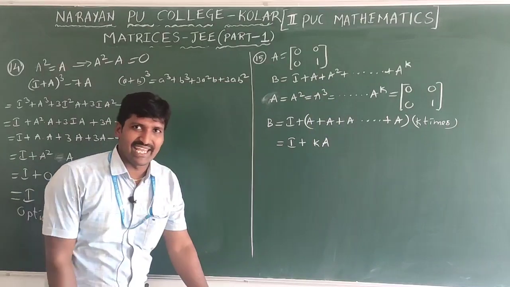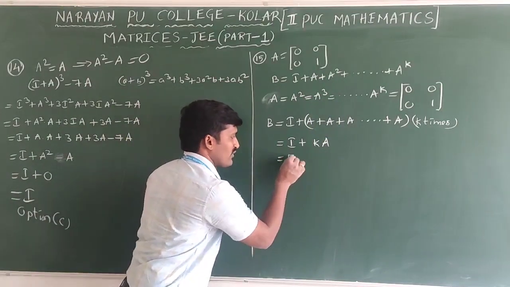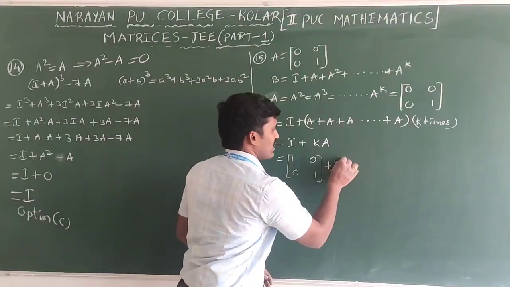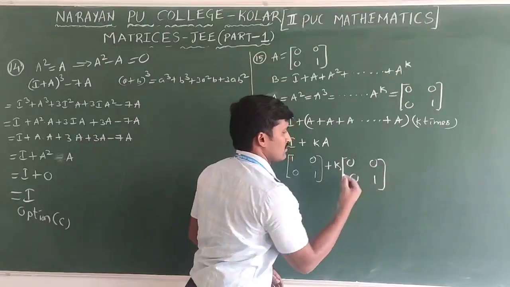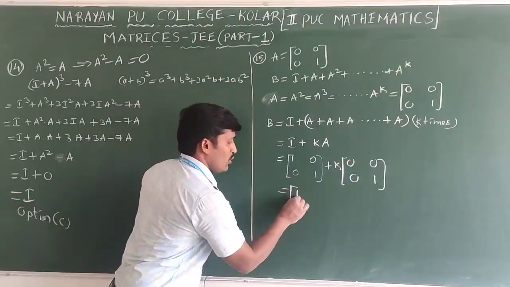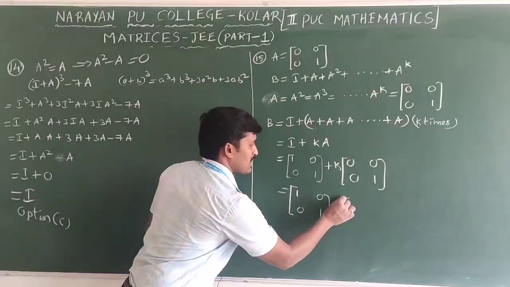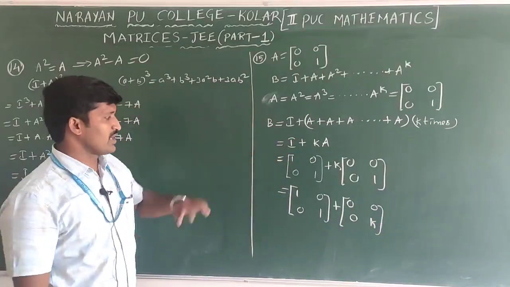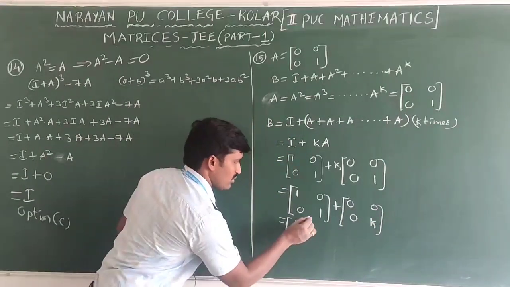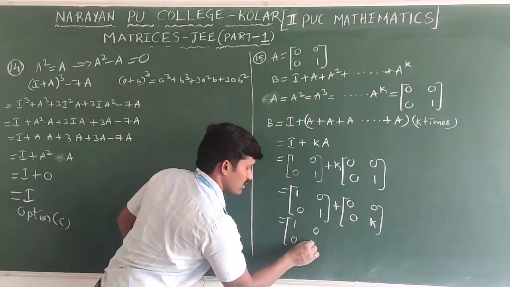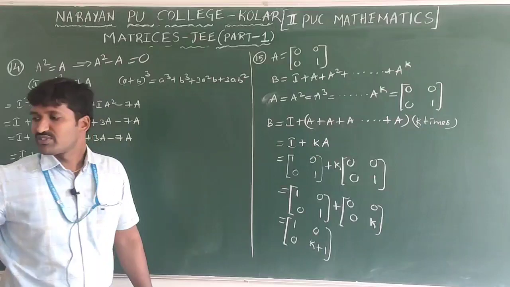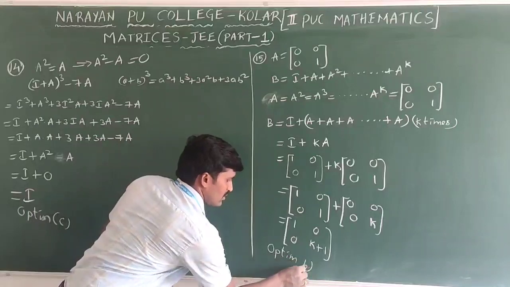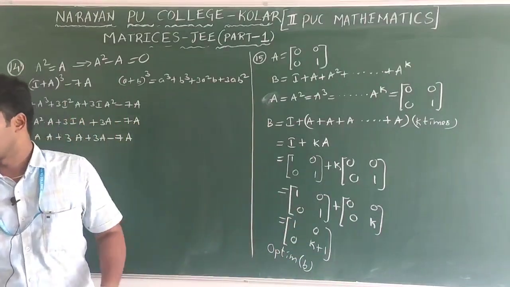So this totally becomes what here? I plus K into A. I matrix, identity for 2 by 2, we know is 1, 0, 0, 1, plus K into what is A matrix? 0, 0, 0, 1. 1, 0, 0, 1. K multiplied inside, what will you get? 0, 0, 0, K. Add these two matrices, you will get the required B matrix: 1 plus 0, 1; 0 plus 0, 0; 0 plus 0, 0; K plus 1. Which option is correct? Option B. Option B is the correct option.